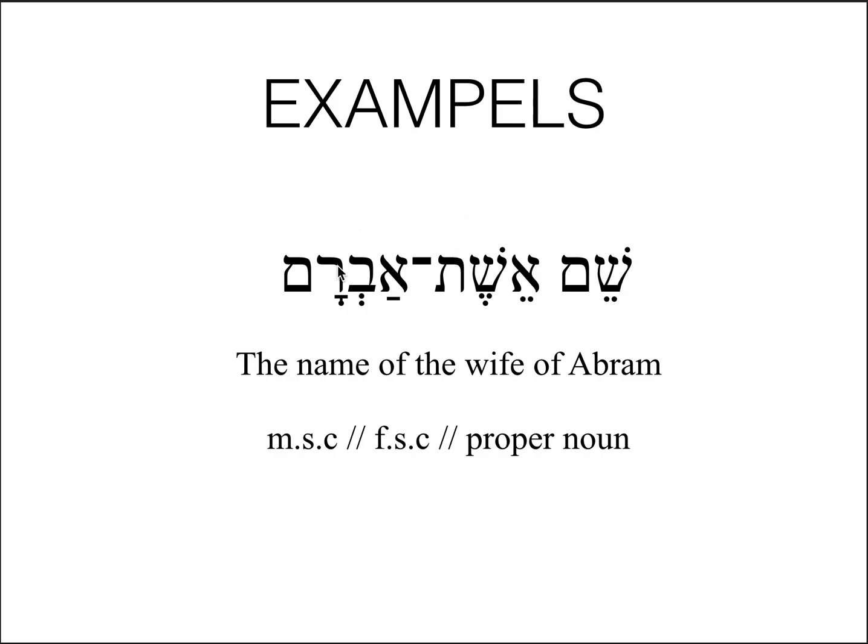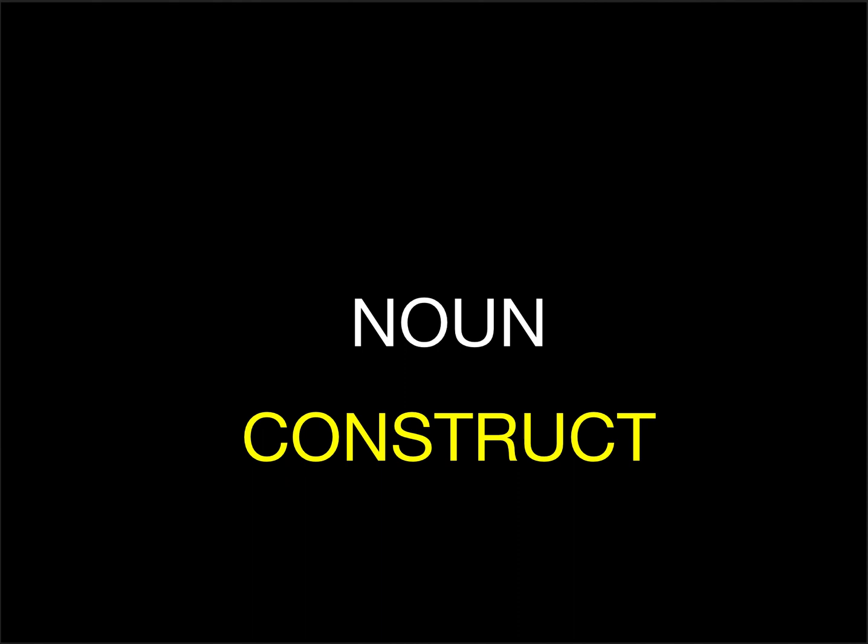Translation: name of, we need the "of," a woman of Abram. So name of a woman of Abram, we need the articles because Abram is understood to be definite. The name of the woman or the wife, the name of the woman of Abram. And that is a summary of the nouns in construct form.